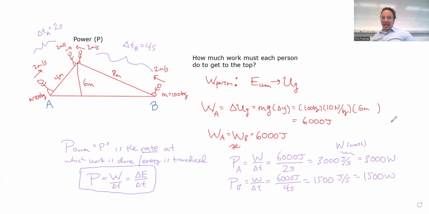The rate at which person A does work is 3,000 joules per second. The rate at which person B does work is 1,500 joules per second. And so their power outputs are different. Now, why is this relevant?